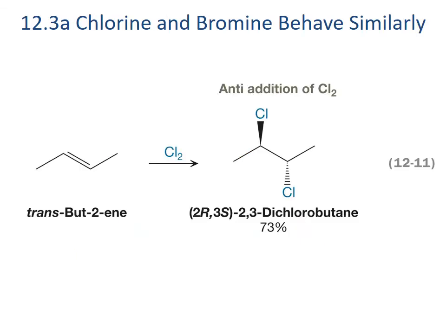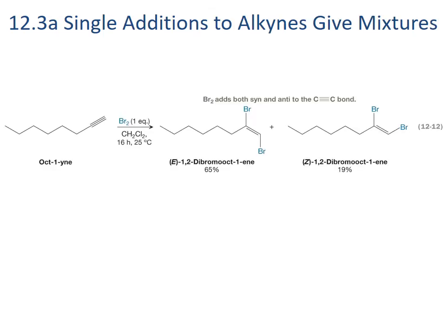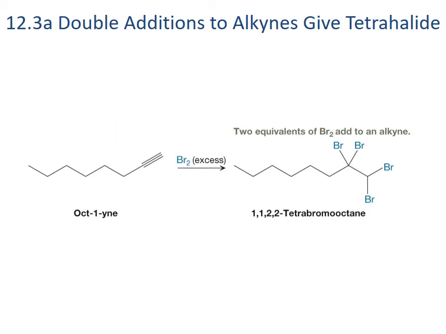This is a reaction pattern that we also observe for chlorine. We again get anti-addition of Cl2, indicating a chloronium intermediate analogous to the bromonium intermediate. Just like when we added haloacids to alkynes in one equivalent, when we add molecular halogens to alkynes, we end up with both syn and anti-additions to make a mixture of products, and yields aren't great. If we instead add excess molecular halogen, we end up with a complete conversion to the tetrahalide in actually pretty good yields.